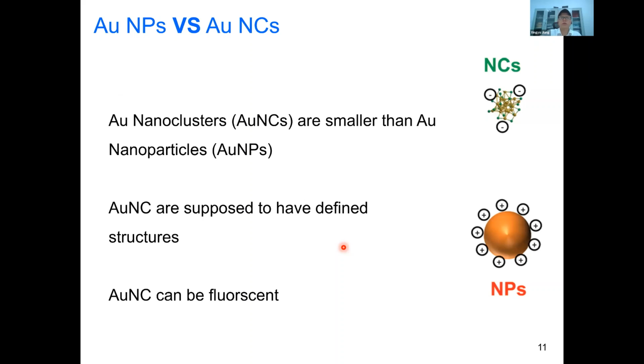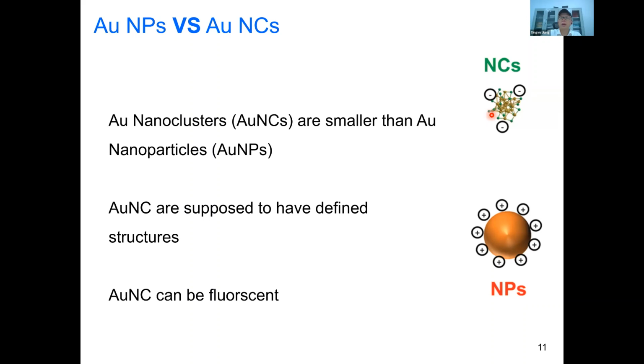So there's another class of gold nanoparticles, which we actually call nanoclusters. So they're slightly smaller, even smaller than 2 nanometers. And these we call nanoclusters because they're not only smaller, but they have defined structures. So in principle, they behave more like molecules. They, in principle, have the same number of atoms of gold.